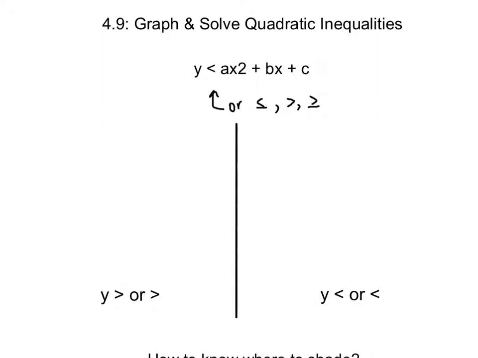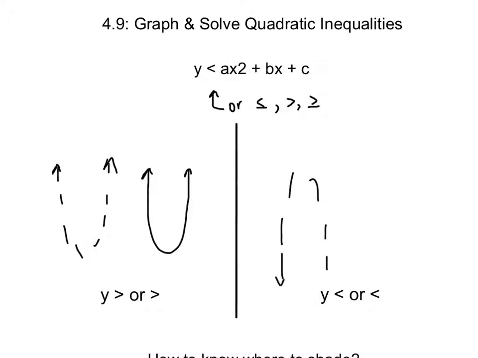Now, if the graph is y is less than, or y is less than or equal to, the graph will look like this. So we have a dashed line for y is greater than with a graph facing up. And for y is greater than or equal to, we have a solid upward facing parabola. For a less than graph, we have a dashed downward facing parabola, and just a solid downward facing parabola for less than or equal to.